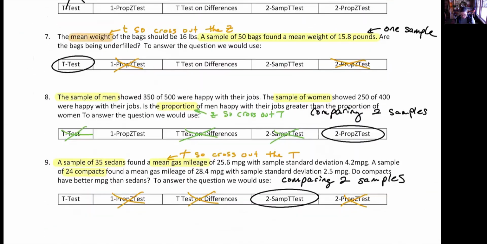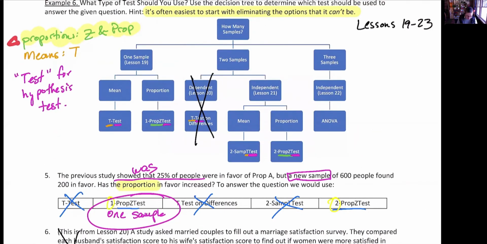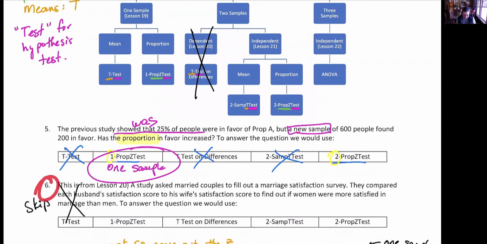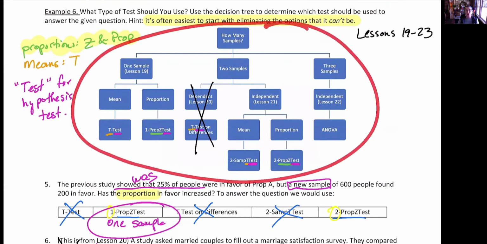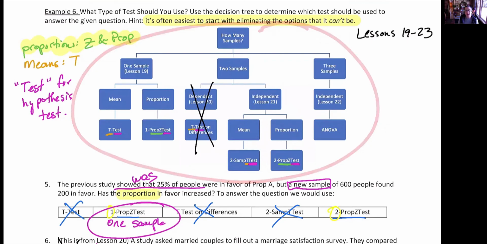You can go and finish the rest of these. Start with this information here. Are you talking about proportions or means? Because then you can almost always narrow it down to only 2 or 3 instead of 5 options. It's never going to be the t-test on differences because we skipped that lesson. Okay, so you can actually go through all of those and cross out t-test on differences. It's not going to be that one. The only one that's the answer to is 6 because that's lesson 20. So I think what I'll do is I will put this at the beginning of the final exam part 2.